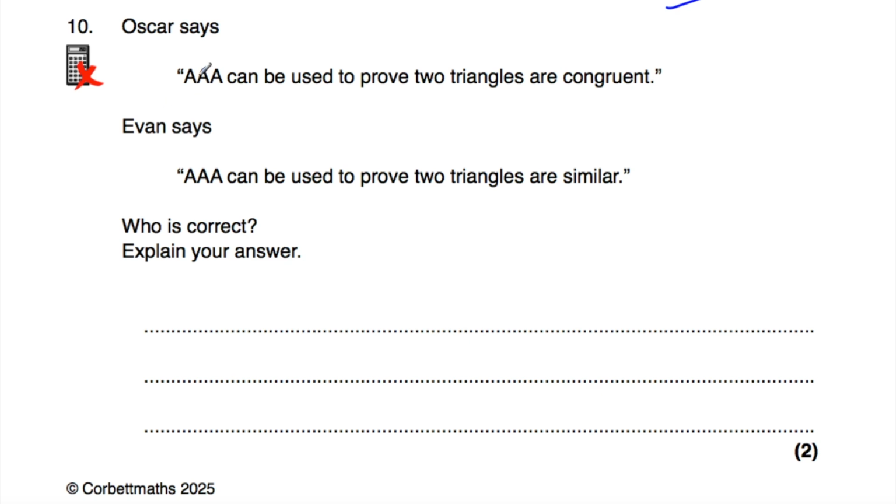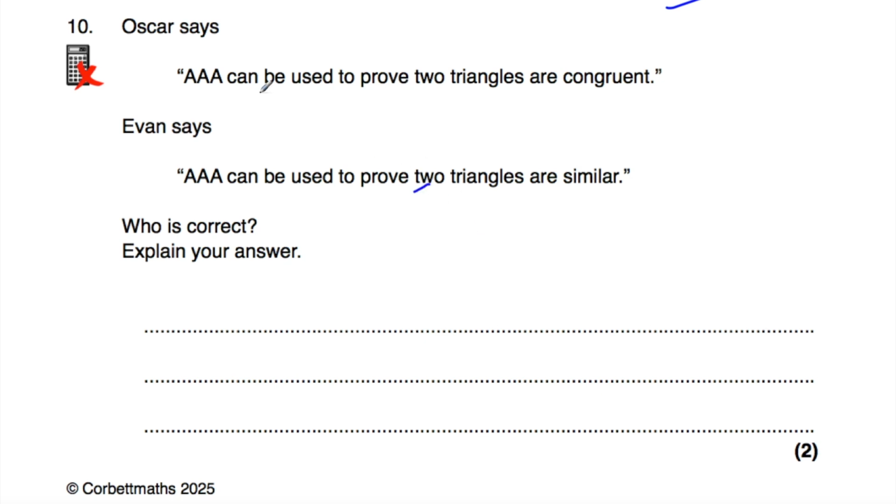Question number 10 says, Oscar says that AAA, angle, angle, angle, can be used to prove that two triangles are congruent. And Evan says that AAA can be used to prove that two triangles are similar. Who is correct, and explain your answer. If you think back to our last question, question number 9, I said that angle, angle, angle can be used to prove that two triangles are mathematically similar to each other. Think about an equilateral triangle with three 60-degree angles, and then a bigger equilateral triangle, which would also have 60-degree angles. Those angles will be the same, so that proves the triangles are mathematically similar to each other.